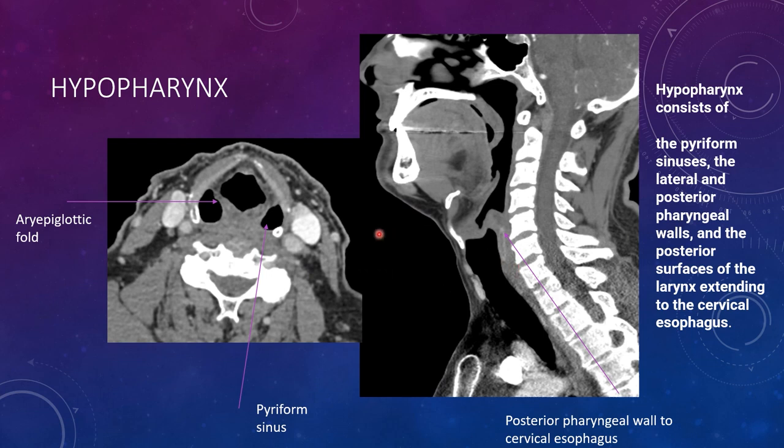The hypopharynx is a less specific area. It's this aryepiglottic fold. When it comes to the back, it forms this space that's called the piriform sinus. So this would be a hypopharyngeal mass if it originates here. So it consists of these piriform sinuses, the lateral and posterior pharyngeal walls, and then it extends posterior to the larynx until you get to the cervical esophagus. So all this space back here would be considered the hypopharynx.